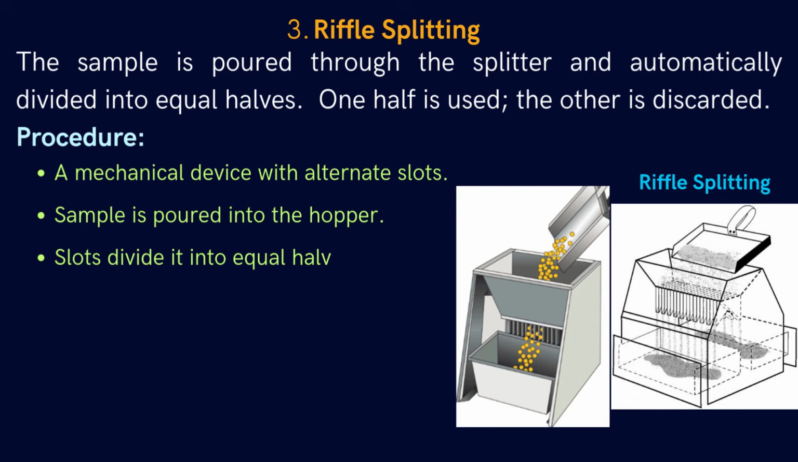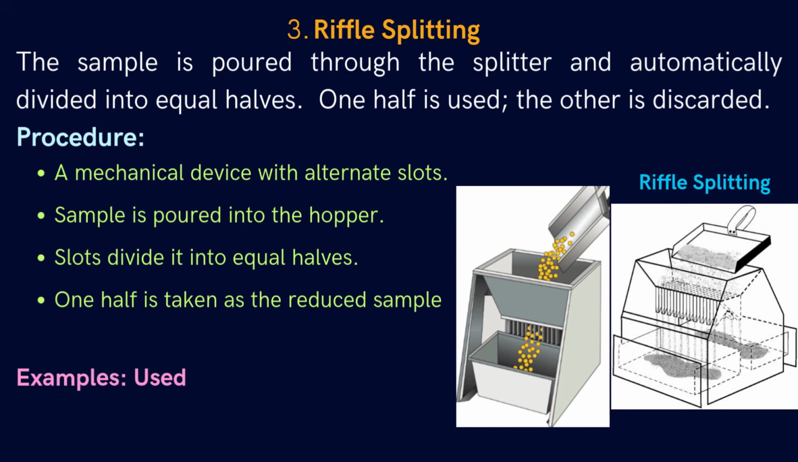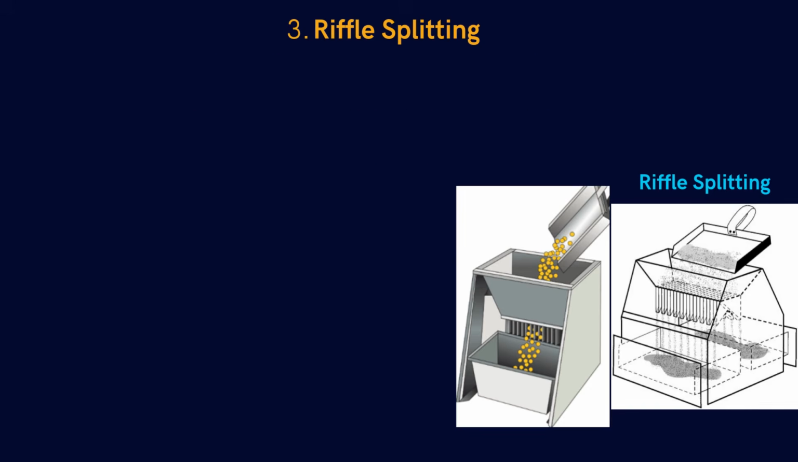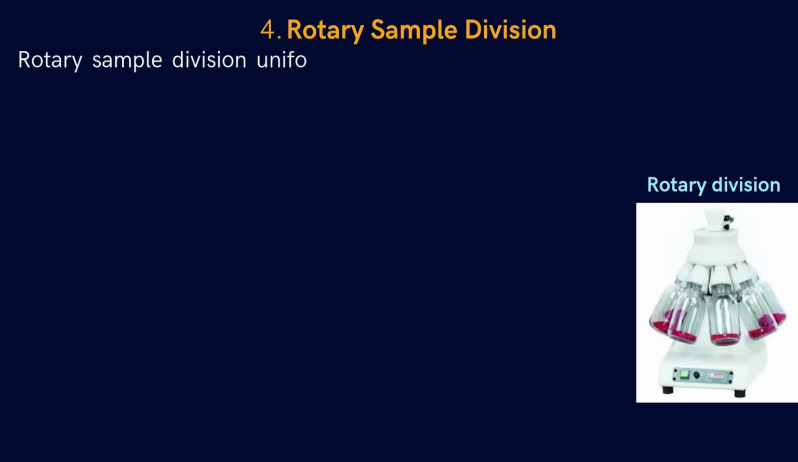Slots divide it into equal halves. One half is taken as the reduced sample. Examples: used for soil, aggregates, grains. Fourth one is rotary sample division.